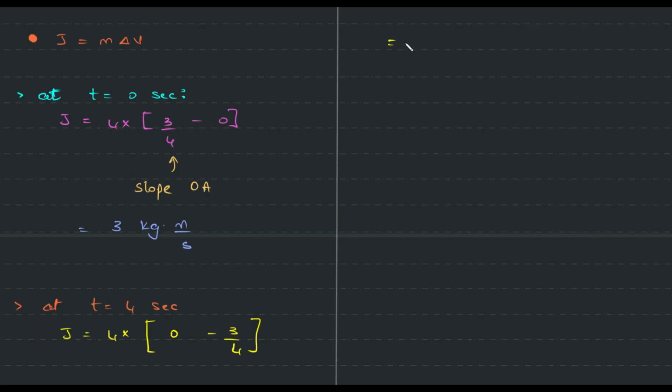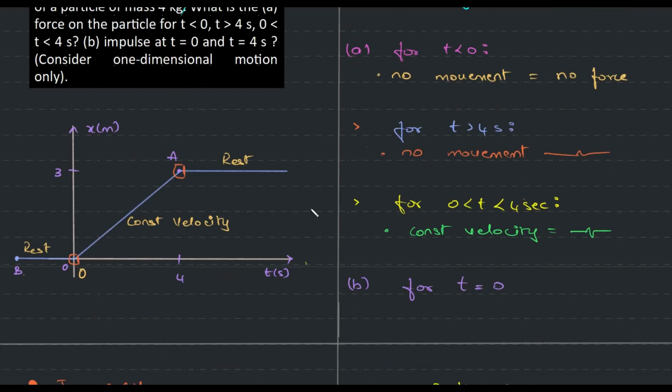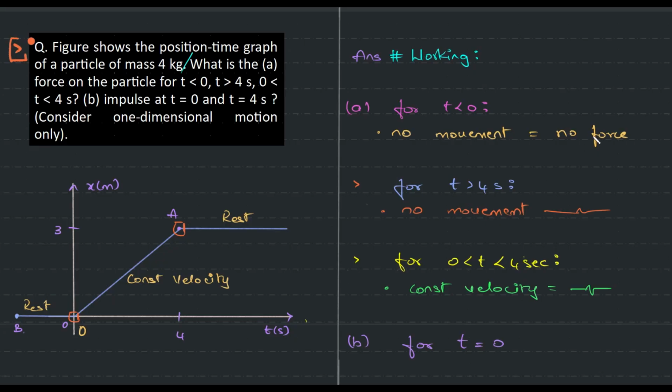And in this case, we are looking at minus 3 kg meter per second, indicating that the force acted opposite to the direction of the movement. The impulse is opposite to the direction of motion. Okay, that's that. So you can pause and have a look.